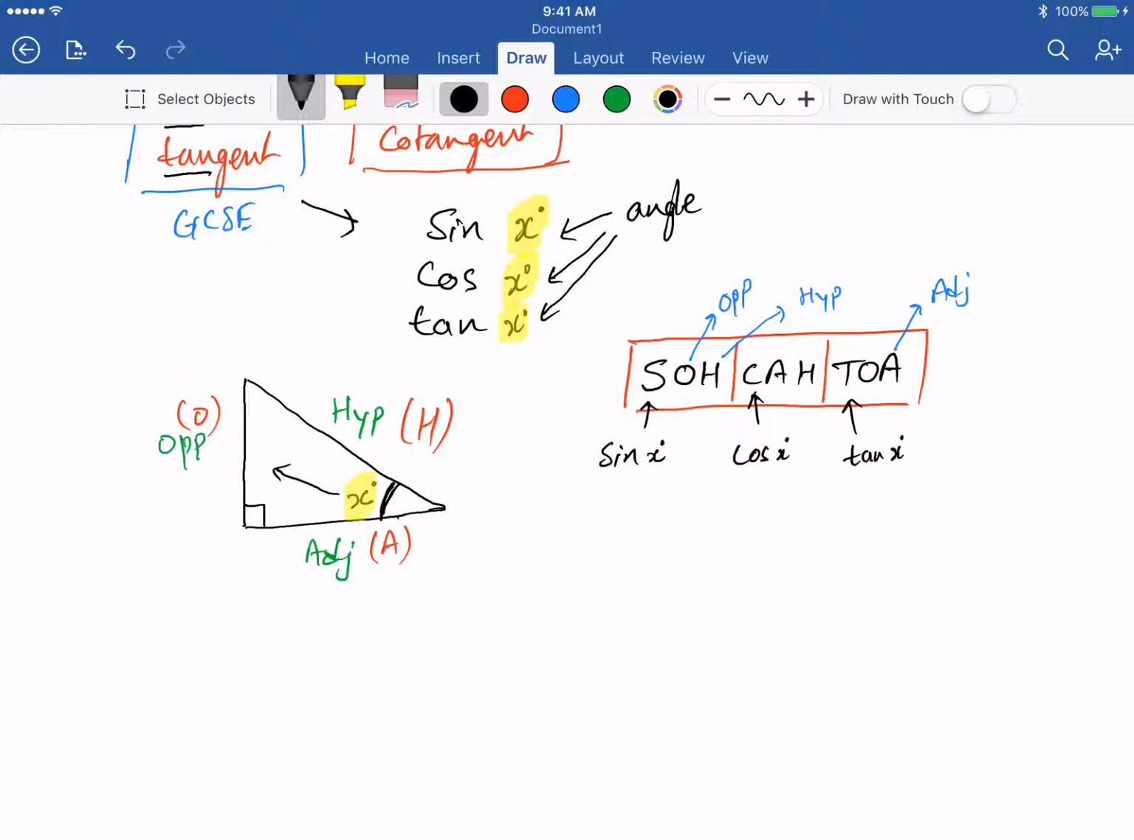Let's look at that. Now the first one is sine. What that tells me is that sine of the angle will be equal to opposite. You can see that's O, so that's the first letter. So it goes on the top, on the numerator. Opposite divided by the second letter, which is H, so divided by hypotenuse. If you divide your opposite by hypotenuse, that will give you the value of sine of the angle.